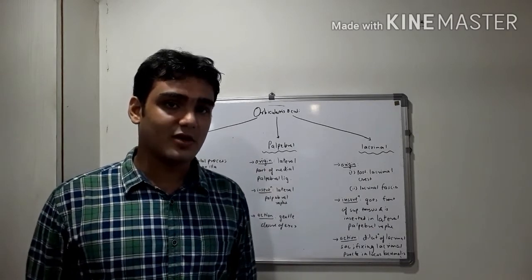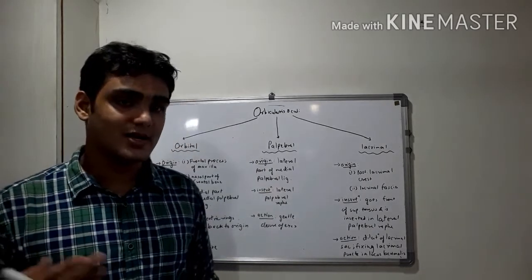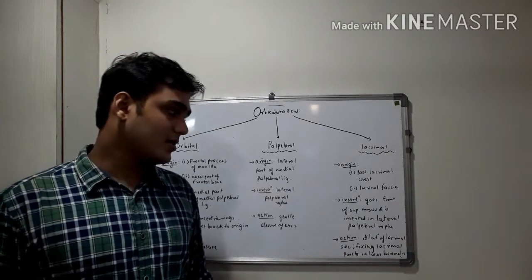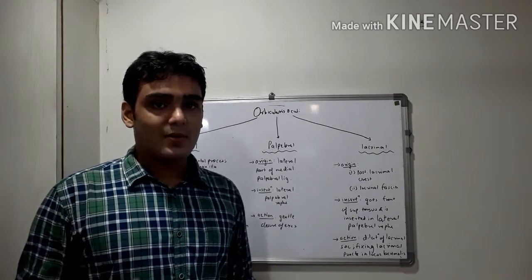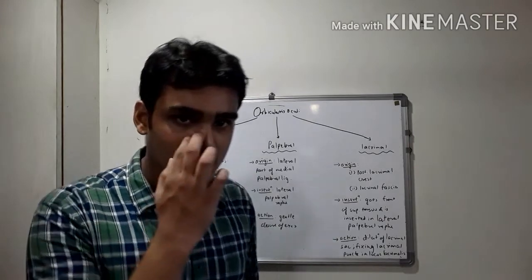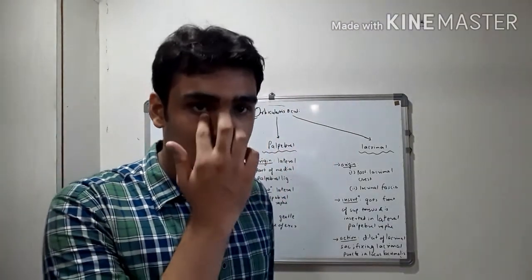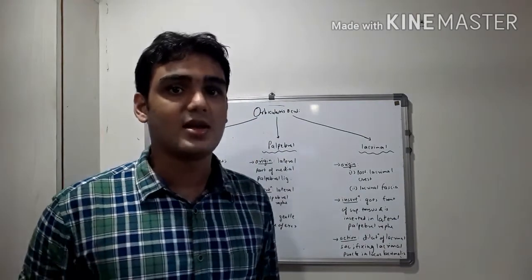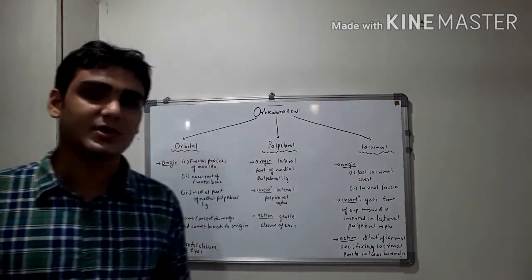action of dilation of the lacrimal sac, which helps the drainage of lacrimal fluid, and it fixes the lacrimal puncta in the lacus lacrimalis. So this pinkish part is the lacus lacrimalis, and the lacrimal puncta, the small openings, are fixed there due to the action of this muscle.